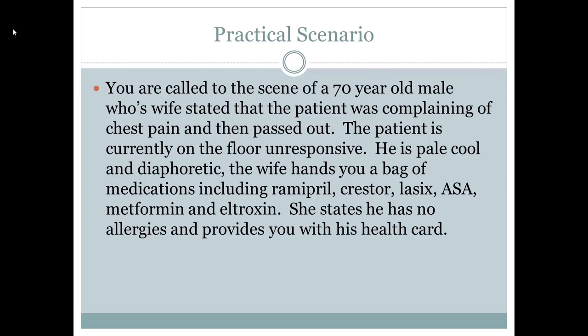The wife hands you a bag of medications which include Ramipril, Crestor, Lasix, ASA, Metformin, and Altroxin. She states he has no allergies and then provides you with a health card. The student would then go into the scenario and perform the scenario.